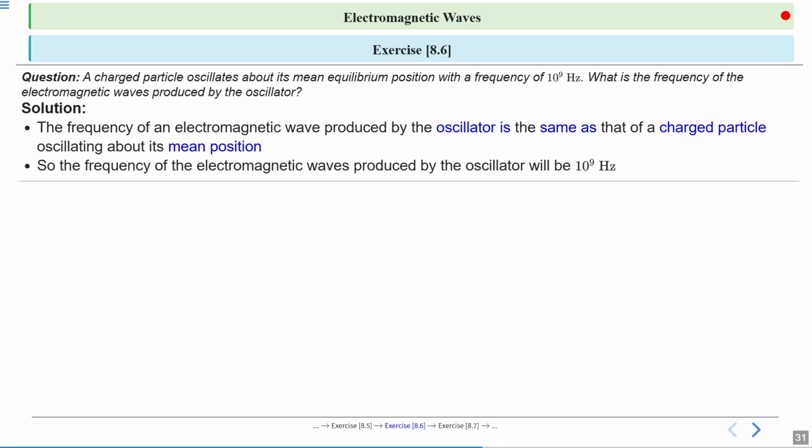Because it is accelerating. Oscillating charge means accelerating charged particle. So it will produce a magnetic field, and also it will produce a time varying electric field. So the frequency of the electric field and magnetic field, due to its oscillation, will be the same as the oscillation, due to which the frequency of the electromagnetic wave will be the same, that is 10 to the power 9 hertz.